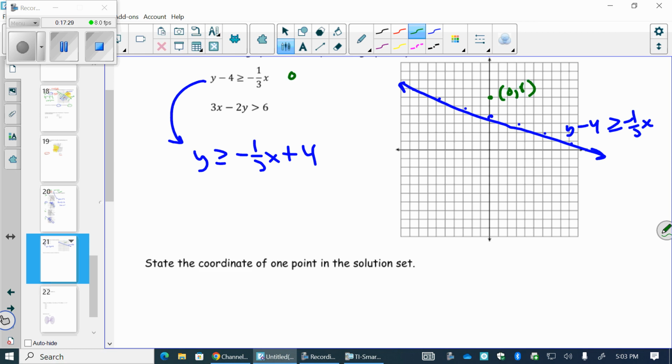Plug that in here. I would get 6 minus 4 is greater than or equal to -1/3 times 0. 2 is greater than or equal to 0. That's true. So I should shade above this line.